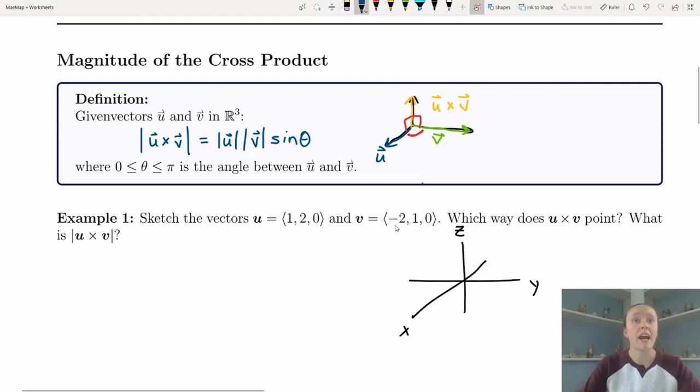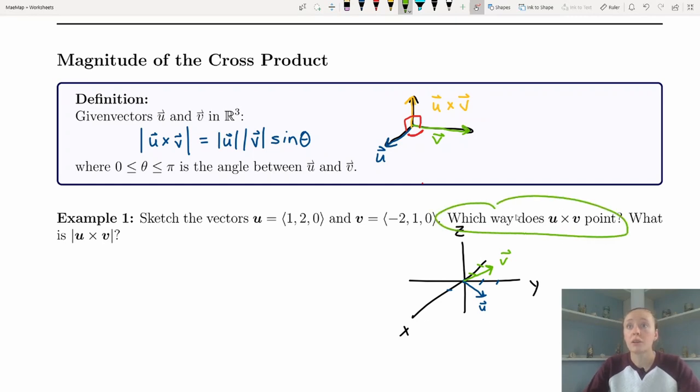Now, for vector u and vector v, I'm going to put both of those tails at the origin. So starting at the origin for vector u, I'm 1 in the positive x, 2 in the positive y, and 0 in the z. So this actually falls in the xy plane. So 1 in the x, 2 in the y will put me at this point roughly here. So I'll go ahead and draw that vector. There is my vector u. And again, that's in that xy plane because my z coordinate is 0. Also, v, that third component is 0 as well. However, we're negative 2 in the x, so back 2, and then a positive 1 in the y. So there's my vector v.